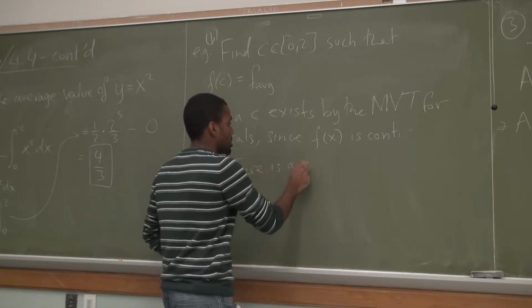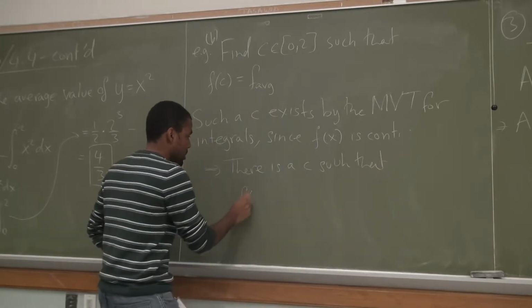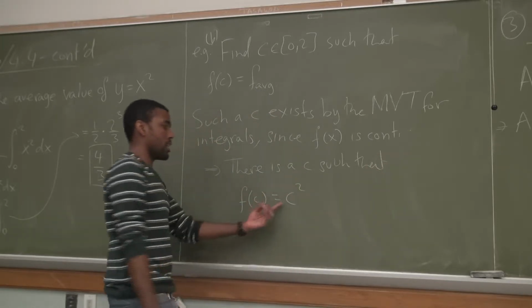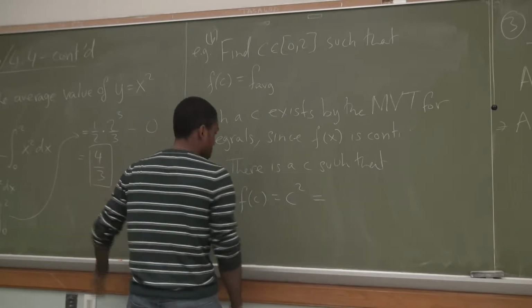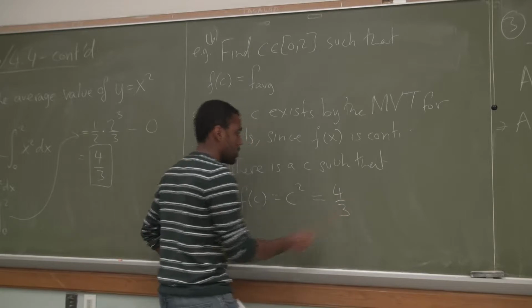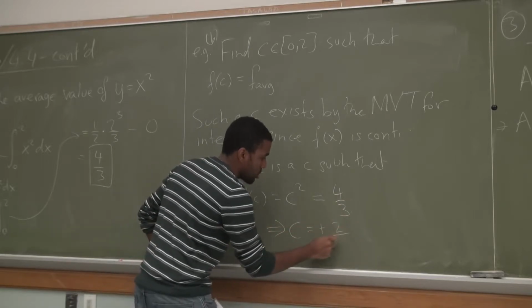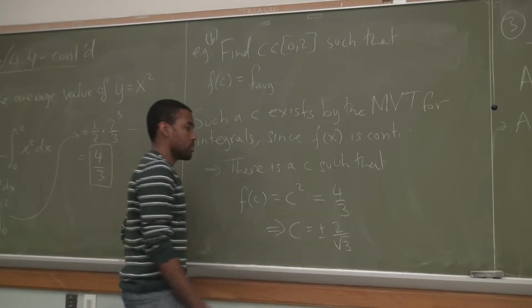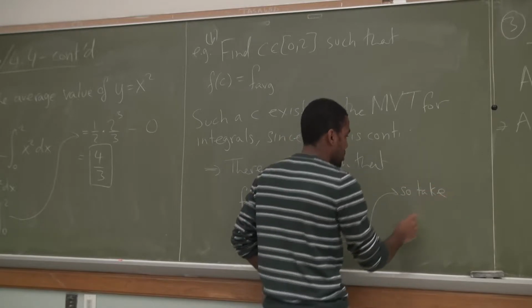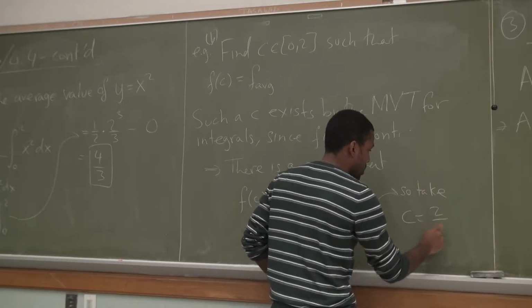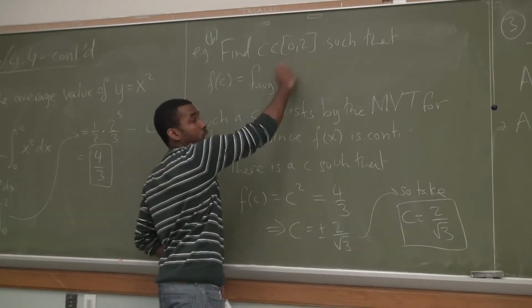Right, so now this means there is a c such that f of c equals c squared, right? I just put c into the f function, equals the average value that I found here, which is 4/3. This means that your c would be plus or minus 2 over radical 3. So take c equals 2 over radical 3, right? You ignore the negative because I want one in this interval.